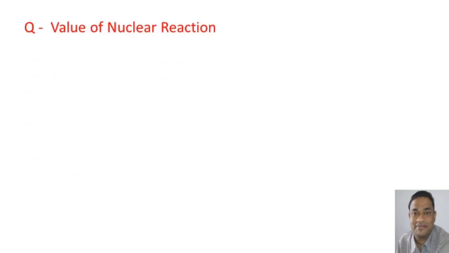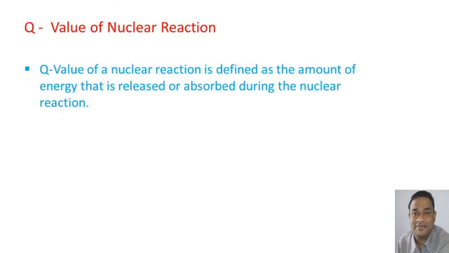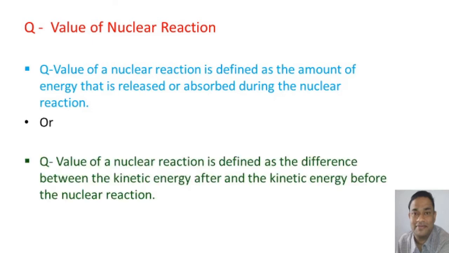Now the concept of Q value of a nuclear reaction. The Q value of a nuclear reaction is defined as the amount of energy that is released or absorbed during the nuclear reaction. Or the Q value of a nuclear reaction can also be defined as the difference between the kinetic energy after the nuclear reaction and kinetic energy before the nuclear reaction. The Q value of a nuclear reaction can be positive or it can be negative.